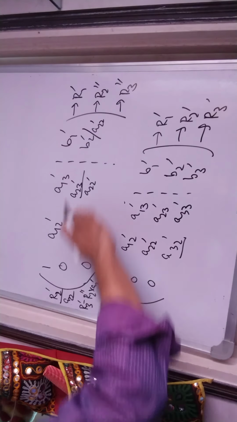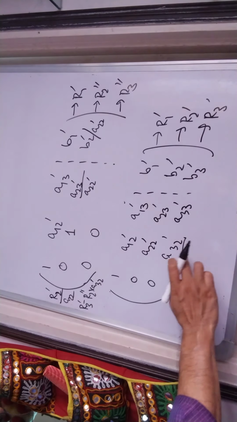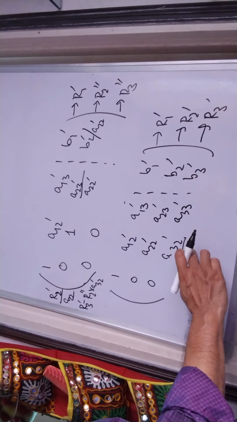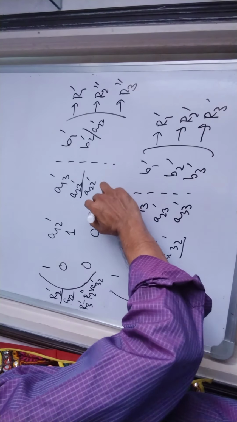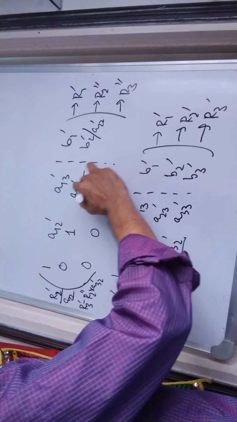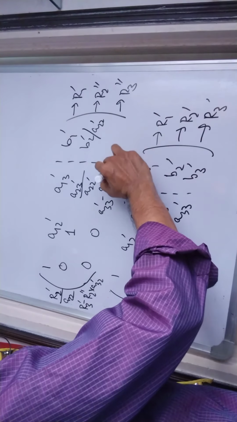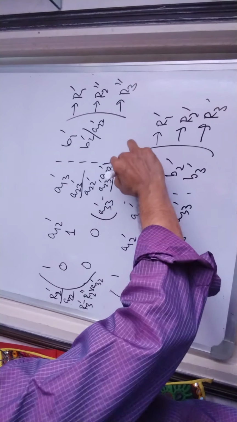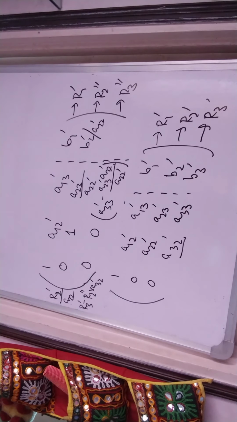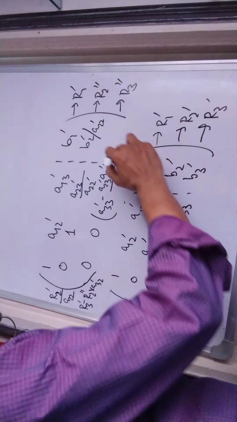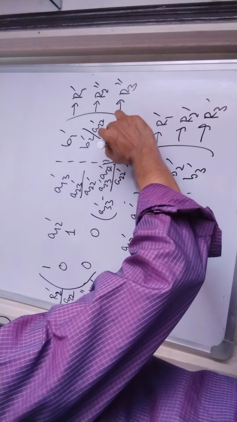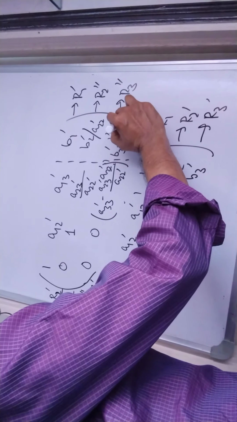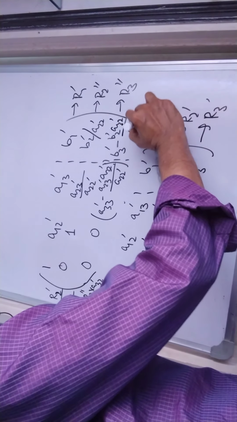If we multiply this new R2 prime, R2 double prime rather, with A32 prime and subtract it from R3 prime, it becomes 0, and this becomes A33 prime minus A23 prime into A32 prime by A22 prime, and we have the new element of R3 double prime as this. And similarly, we also subtract from B3 prime this into A32 prime, which makes it B3 prime minus B2 prime into A32 prime by A22 prime.